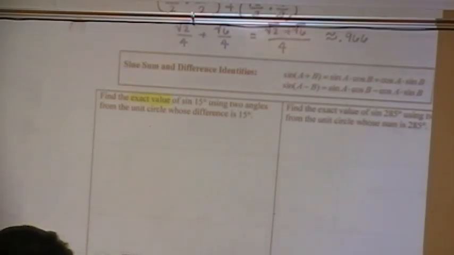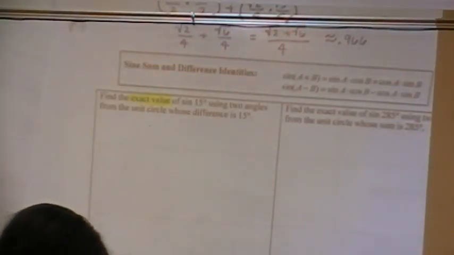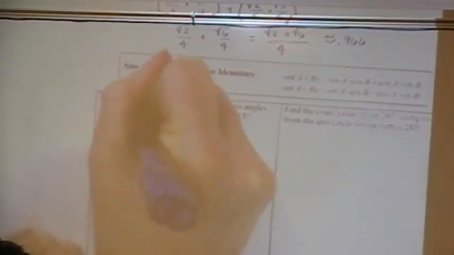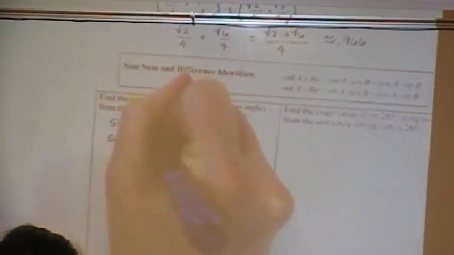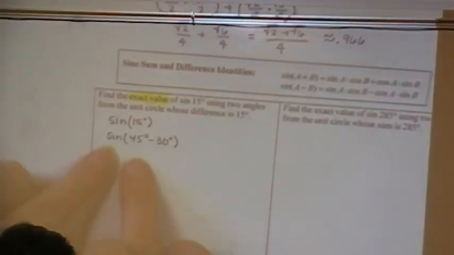So let's just talk quadrant 1 for a minute, since 15 is less than 90. What angles are on the unit circle in quadrant 1? 30, 45, and 60. Is there any combination of those angles that would give me 15? Well, 45 minus 30 gives me 15. And what I'm looking for is sine of 15. Well, that's the same thing as sine of 45 minus 30. And now I can use this difference identity.